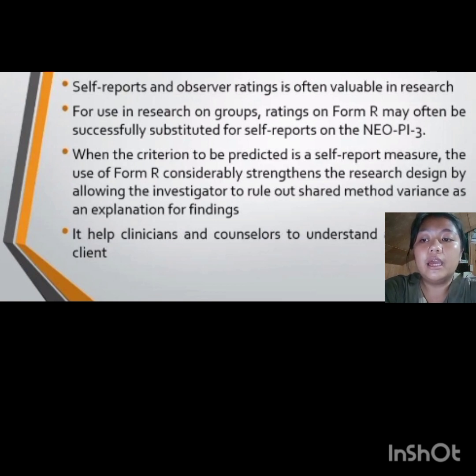And lastly, it helps clinicians and counselors to understand an individual client by spotlighting particular problems individuals may be facing depending on their test outcomes, and by providing information about clients' problems, setting goals, and planning interventions.